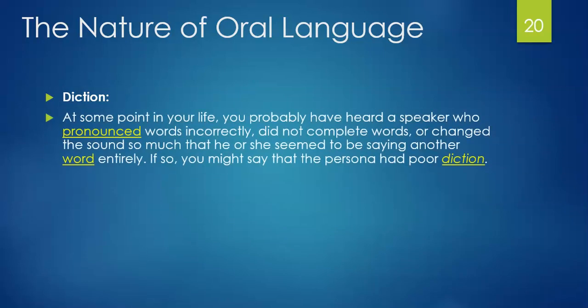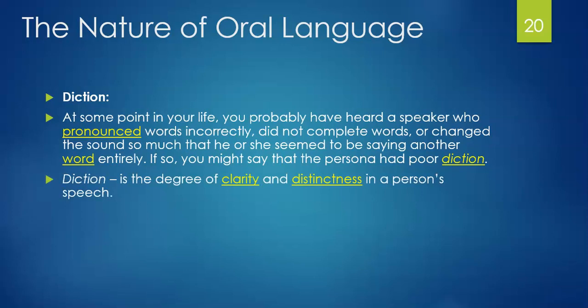Diction. At some point in your life, you probably have heard a speaker who pronounced words incorrectly, did not complete words, or changed the sound so much that he or she seemed to be saying another word entirely. If so, you might say that the person had poor diction. There's a definition: the degree of clarity and distinctness in a person's speech.